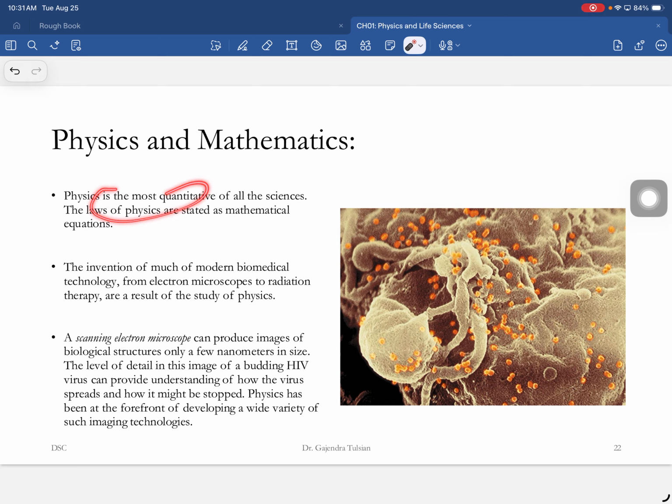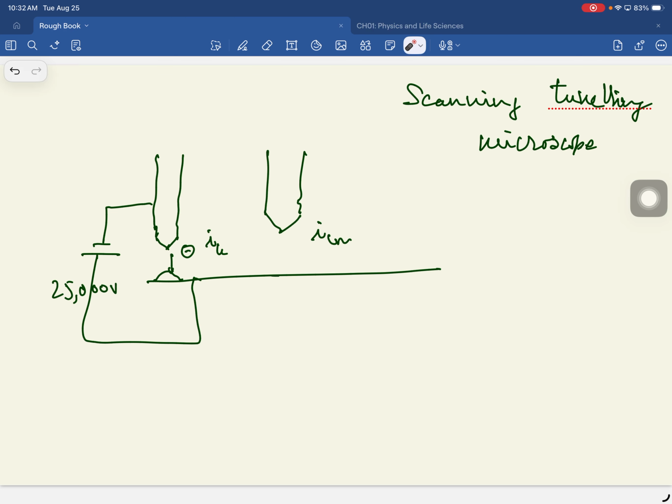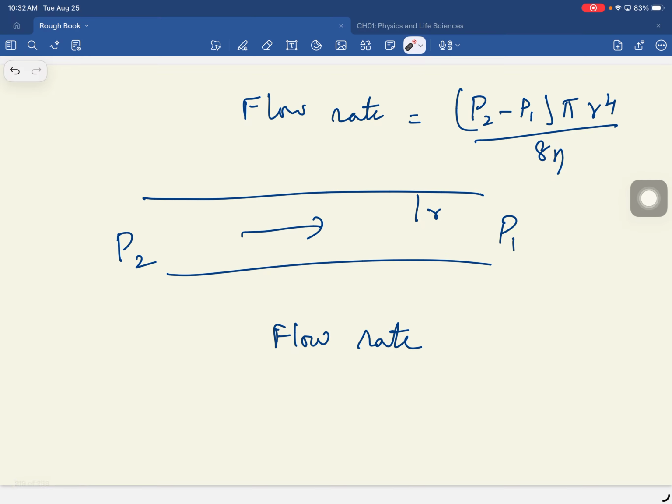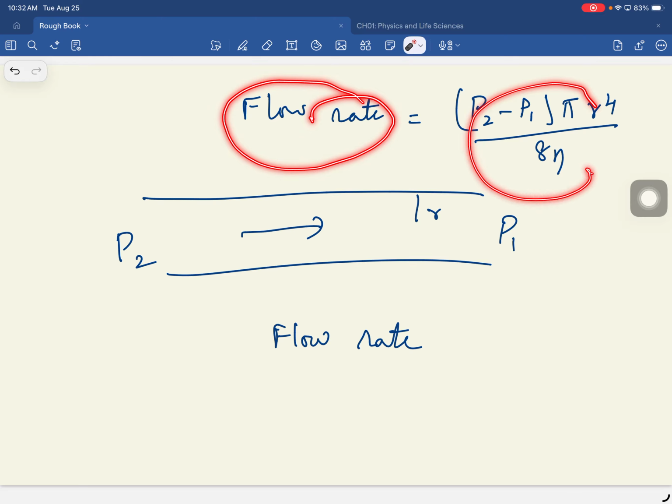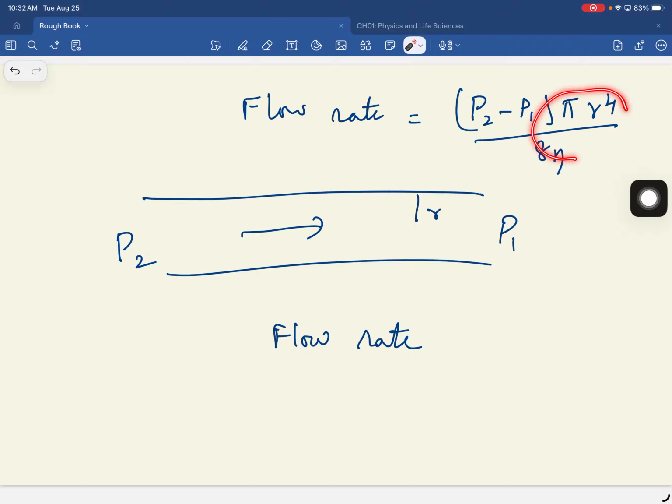So physics is a quantitative science, and we use mathematics all the time. And you saw an example of that. Remember, if you wanted to increase flow rate, here was the formula for flow rate, and you studied this formula. What you realized was the best thing to do is increase the radius of the pipe. A small increase, a 10 to 15% increase in the radius of the pipe, increases the flow rate tremendously.